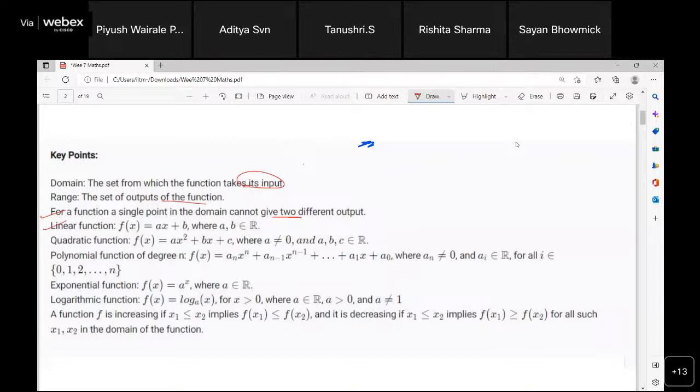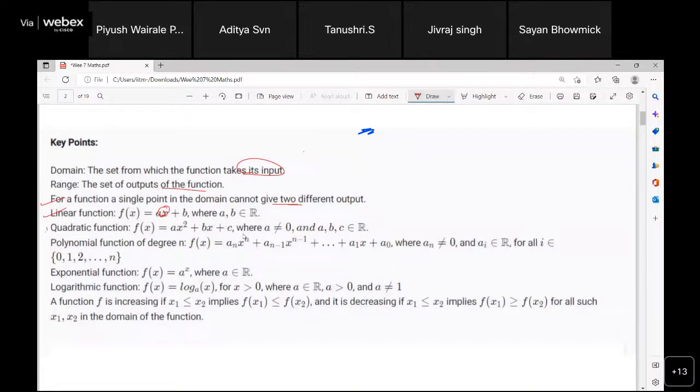So what is linear function? When you find out, the degree should be one. So the degree of this variable should be 1. What is quadratic function? The degree of this variable should be 2, right? That is the maximum degree. Yes, sir, it is 2.